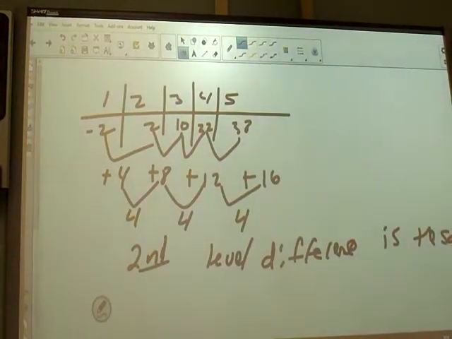So to make it linear, it has to be like +4, +4, +4. Yes, the first level would have to be the same. Yes.